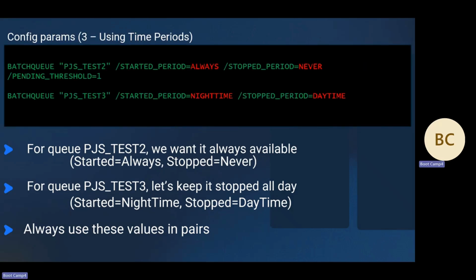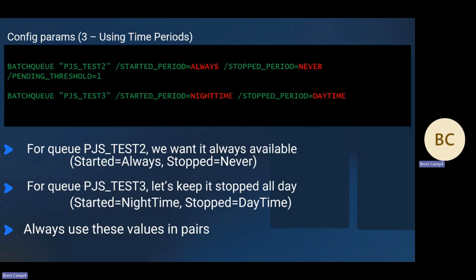I created a queue called PJS_test2. Starting period is going to be always, stop period is going to be never, pending threshold 1. I also have one for PJS test 3. It's kind of great, I don't have to walk over. I want it running at nighttime and stopped during the day.